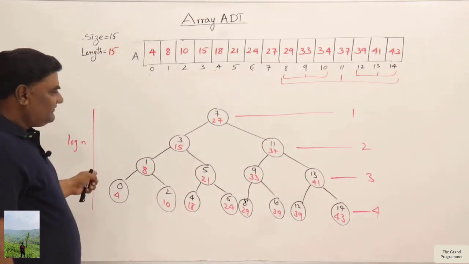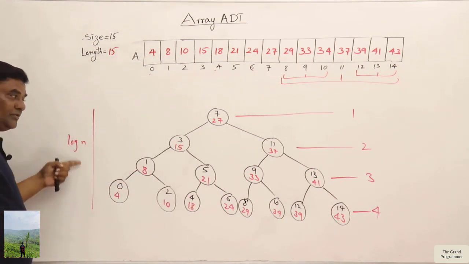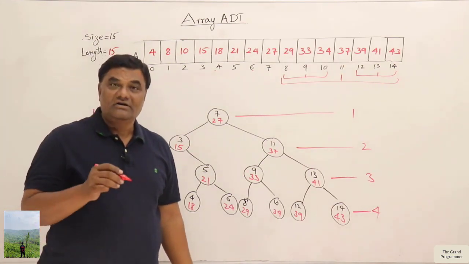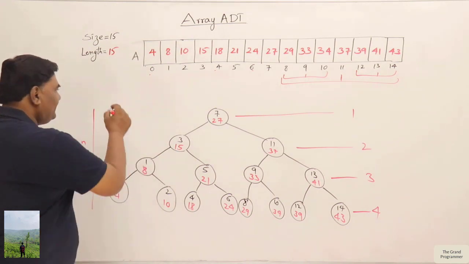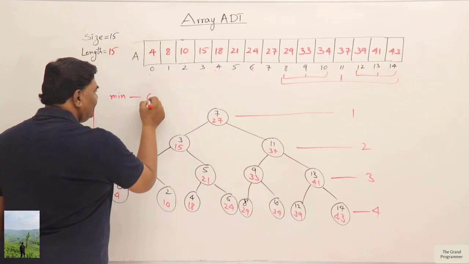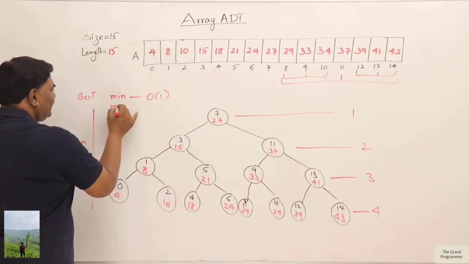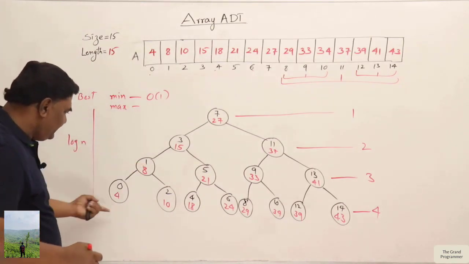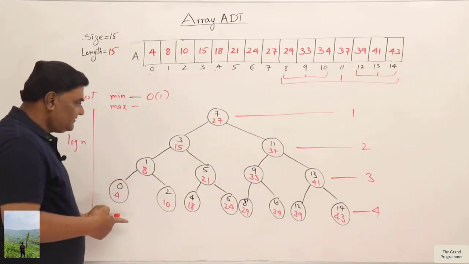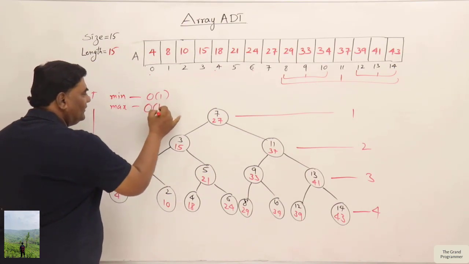So the time taken will be dependent on the number of comparisons, and the number of comparisons are at most log n. So the time taken for searching in binary search is log n. So minimum time is, if you are searching for an element which is present in the middle, so the minimum time is order of 1, so you can say this is the best case. And what is the maximum time taken if the element is present here? According to this tree, if they are present in a leaf, or those elements which are reachable, they are found at 4th comparison. So the maximum time is order of log n.